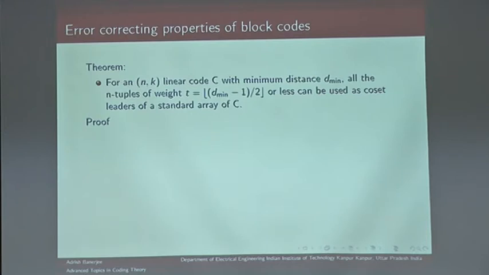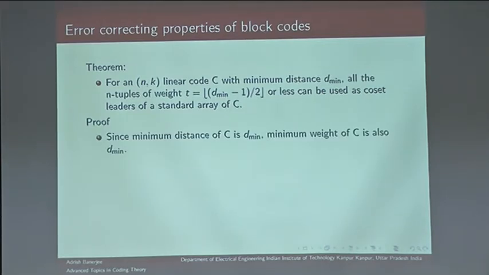Now, in this theorem, what I am saying is, if there exists an (n, k) linear code whose minimum distance is d min, then all n-tuples of weight t or less, where t is given by this, can be used as coset leaders of the standard array. This is clear, because if it is a t error correcting code, then all error patterns of weight up to t should be coset leaders. Since the minimum distance of the code is d min, the minimum weight of the code is also d min. Now, let us assume x and y are two n-tuples of weight t or less. What we are going to show is that they will not be in the same coset.